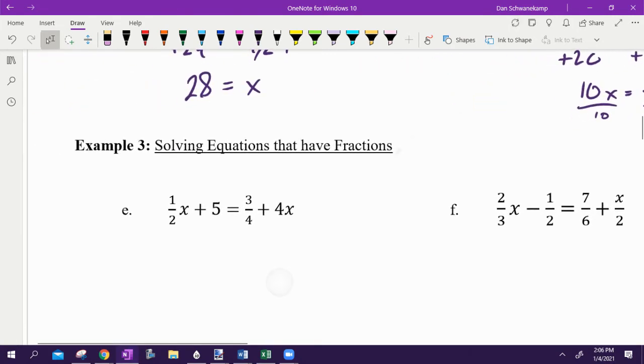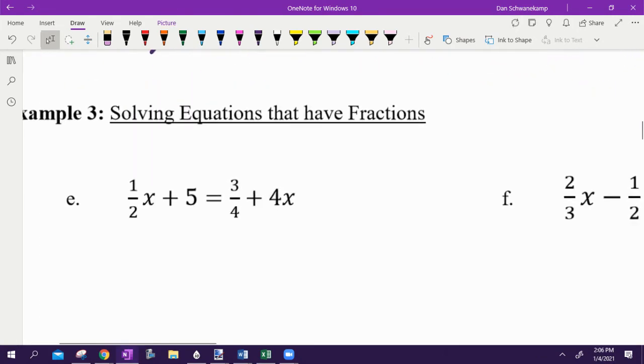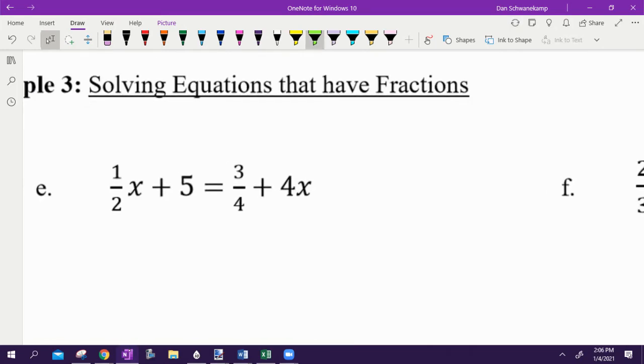Now let's solve equations that have fractions. I'm sure that as soon as I said the word fraction, you got a little sad inside. Okay? Don't let fractions be scary. The key to fractions, if we are solving a problem, if there is an equal sign and you have fractions, that's a good thing. You can actually make this problem really easy.